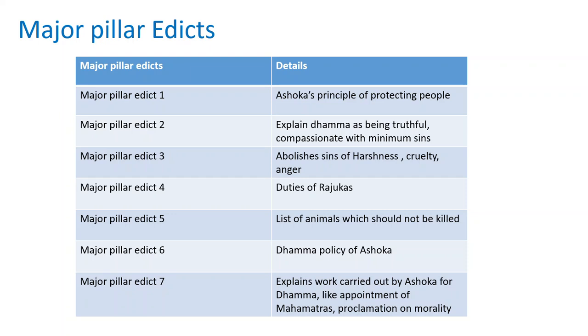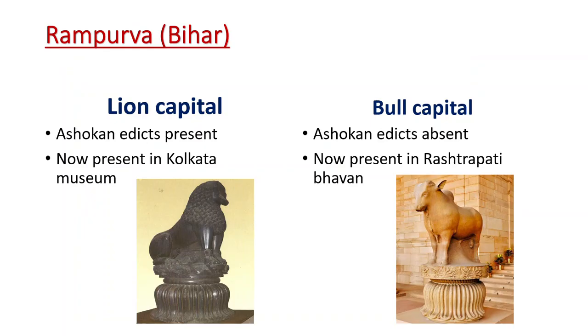Now we have the major pillar edicts, and there are 7 pillar edicts of Ashoka here, and more or less they also talk about the Dhamma principles. So let's look at the places where they are. First one is Rampurva. It is a place in Bihar, and we have 2 pillars in Rampurva, one with a lion capital, and on the lion capital pillar Ashokan edicts are present, and today it is kept in Kolkata Museum.